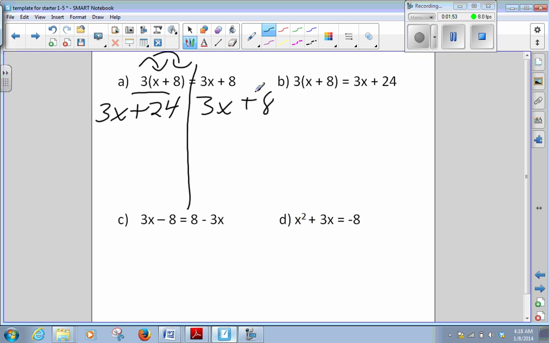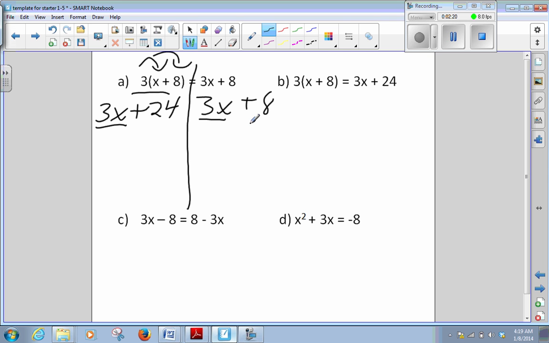So I'm already noticing that something's going on kind of weird, because this says 3x plus 24 is the same thing as 3x plus 8. Well, that's not true, because this is the same thing here, but if you add 24 to the same thing, it can't possibly give you the same answer as just adding 8. This side is always going to be 16 bigger, because 24 is 16 bigger than 8.